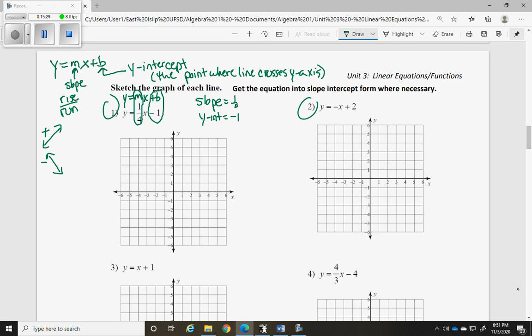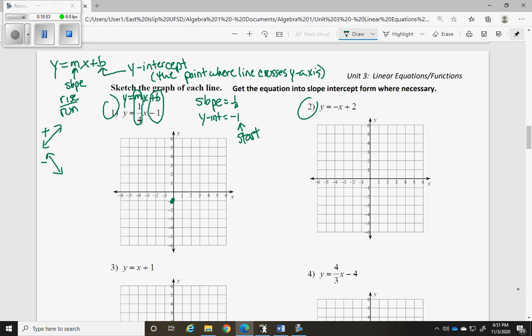Remember, the y-intercept is the point where the line crosses the y-axis. So by knowing the y-intercept, I know one point on the line. I know that this point right there is on the line. So we like to always start graphing by plotting the y-intercept. It's a point on the y-axis.